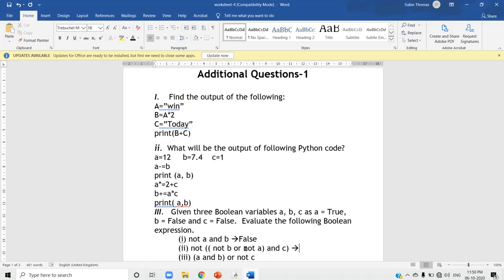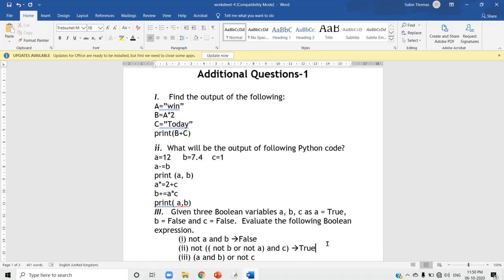And now we are performing the outer bracket operation. The inner bracket answer is true. That true and false. C is false. True and false will give you the answer false itself. And will give you a true output only when both the operands are true. So the bracket will give you the answer false. Outside the bracket, not is there. Not false will give you the answer true. That's the final answer.